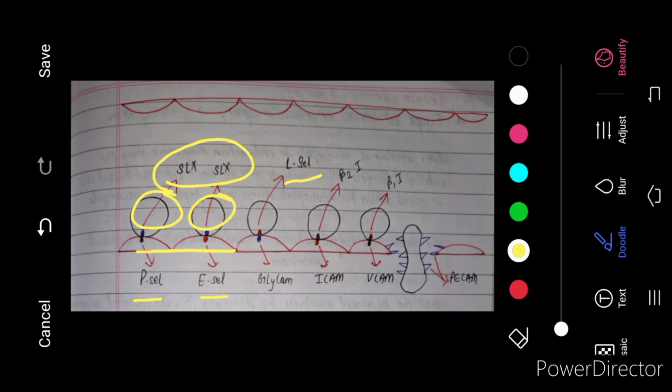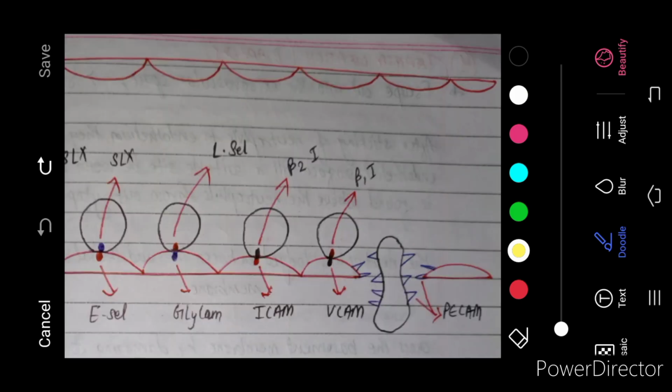And L-selectin molecule, which is present on WBC, will form a bond with glycam, and ICAM and VCAM will form bonds with beta-2 and beta-1 integrins respectively, and PCAM molecule will help in transmigration of WBC, that is diapedesis. It is present on both sides, that is on the endothelial cell as well as on the WBC.